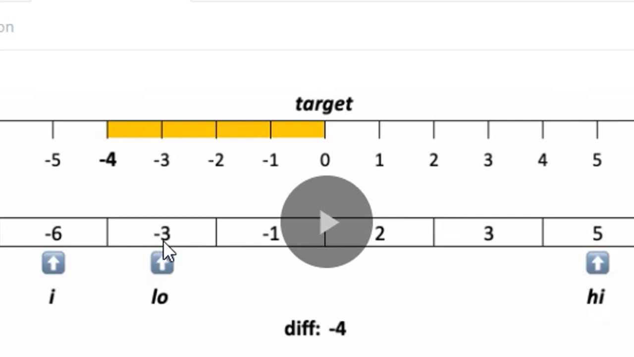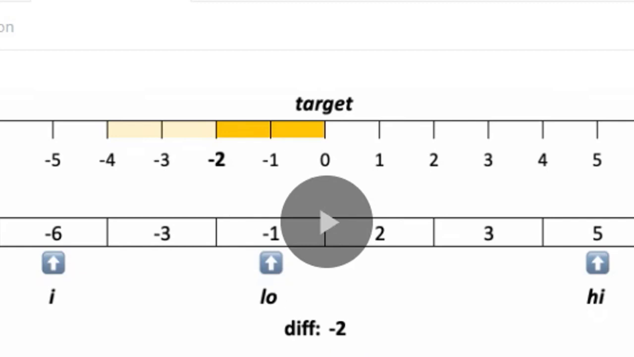So we've got -6, -3, plus 5 is equal to -4. So -4 will be our current result. And the target we're trying to get to is 0. Well, now -4 is less than the target, so we're going to increment the low. So now we've got -2 plus 5, that's -2. So now we'll make the result, or the difference, equal -2, which is closer than -4.